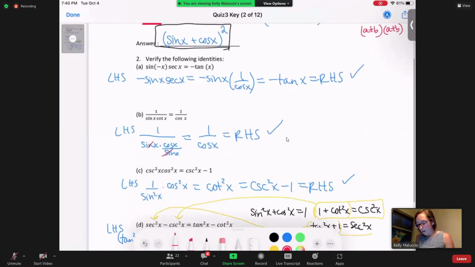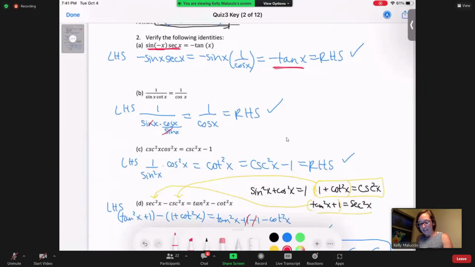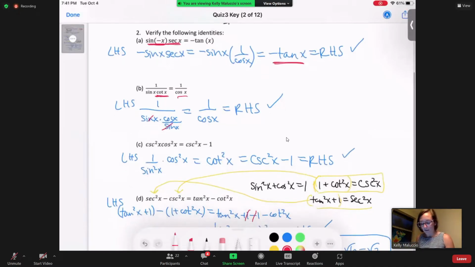So for this one here, you just use even and odd, and then you change secant in terms of sine and cosine, and then you get the right-hand side. For this next one, part B, you rewrite cotangent in terms of sine and cosine, simplify, and then you just get the right-hand side, right?